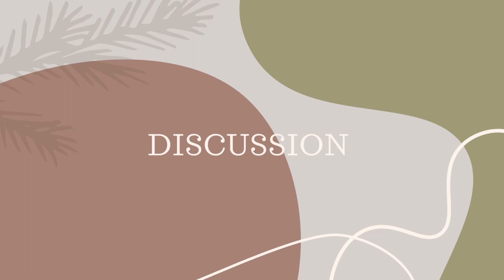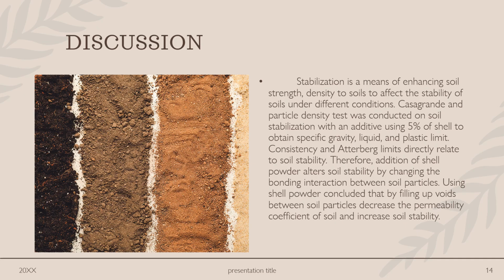Discussion. In the discussion of the experiment, using shell powder as an additive is different from not using the additive. Stabilization is a means of enhancing soil strength and density to affect the stability of soils under different conditions. Casagrande and particle density tests were conducted on soil stabilization with an additive of 5% shell to obtain specific gravity, liquid limit and plastic limit.